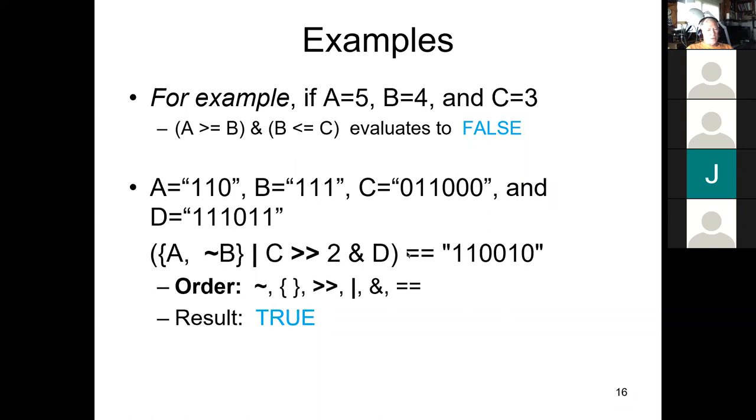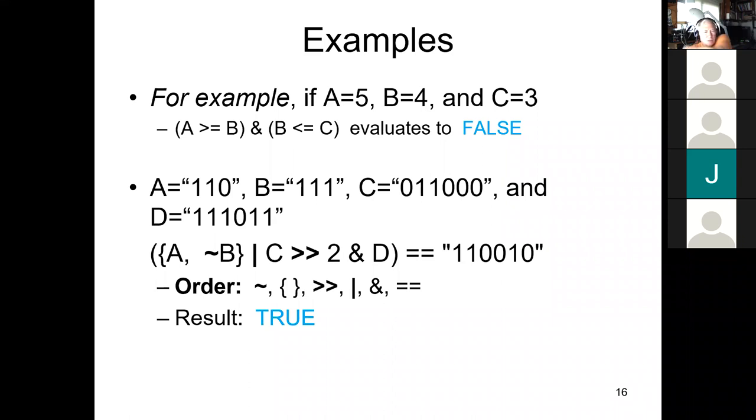And then it asks, is this side equal to this side? And so here's the order: tilde first, concatenation next, shift operator next, OR, and then the equal sign here because of the parentheses. So you can walk through that, but this gives you 110000. And so the B is going to be negated, and then the two will be concatenated first. Then that's going to be shifted. Then the C, I guess, is going to be shifted two places right. And then it's going to be ORed with C.